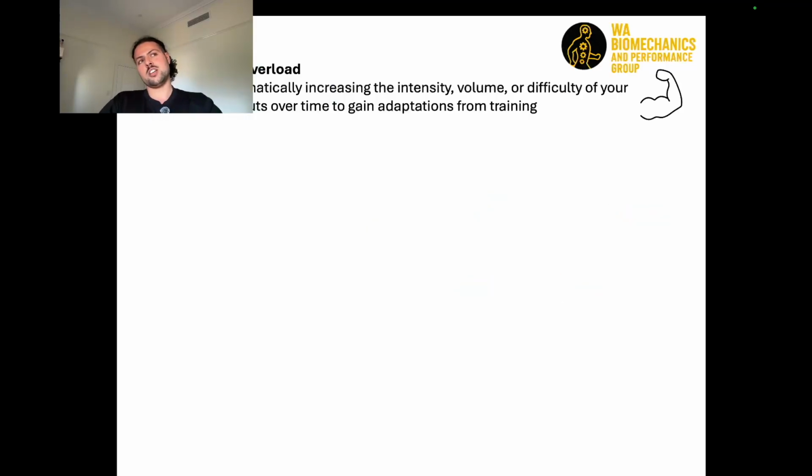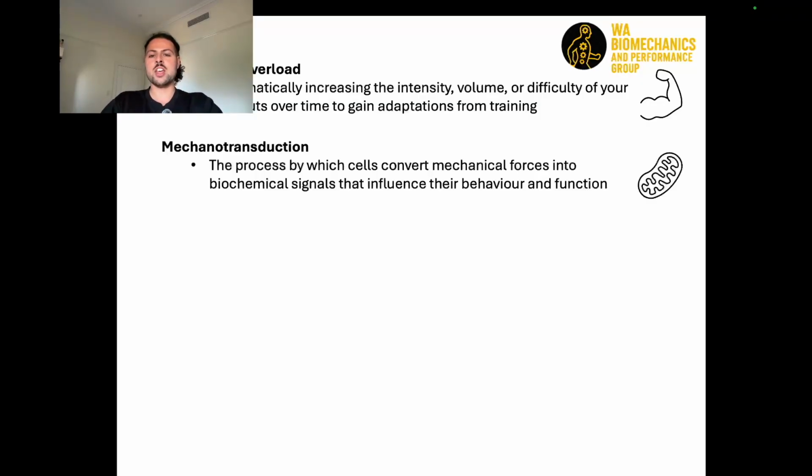Now, if we get a little bit more simple, we'll go into progressive overload. That's systematically increasing the intensity, volume, or difficulty of your workouts over time, so that you can gain adaptations from training. And when we do this, mechanotransduction occurs. This is the process by which cells convert mechanical forces into biochemical signals that influence their behavior and function. So we utilize progressive overload so that mechanotransduction can occur.